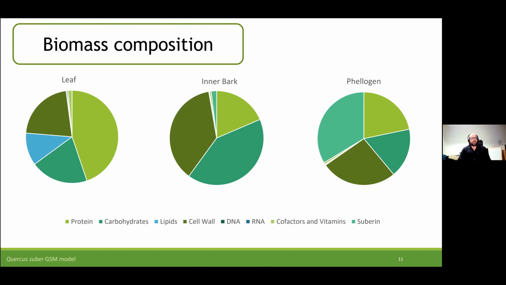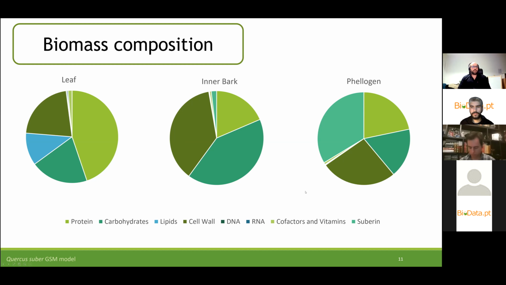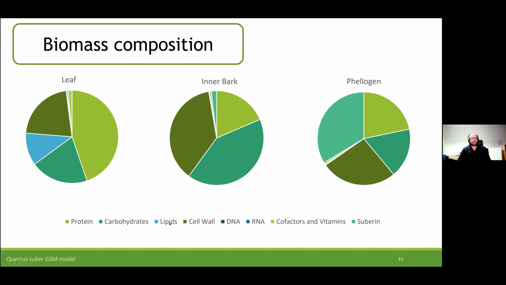So for the leaf biomass composition, we relied on the biomass composition that was established for other leaf models like Arabidopsis. The Arabidopsis model has a similar composition to this one, in which most of the biomass is protein, so almost half, followed by carbohydrates, lipids, and then the cell wall, and a small portion for DNA, RNA, cofactors, and others. So for instance, the chloroplast is included in the cofactors and vitamins pool.